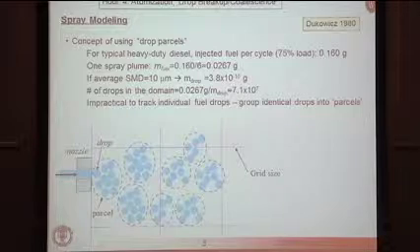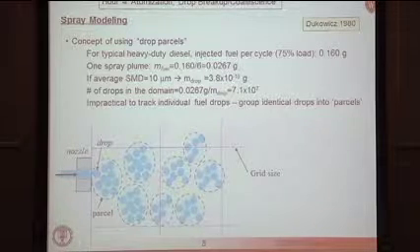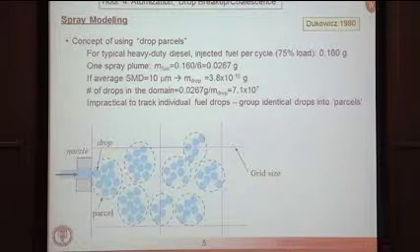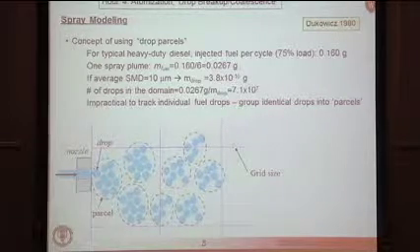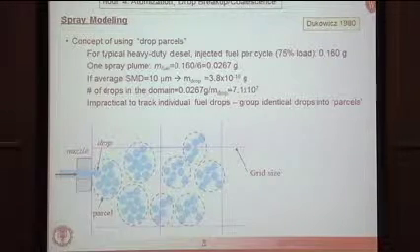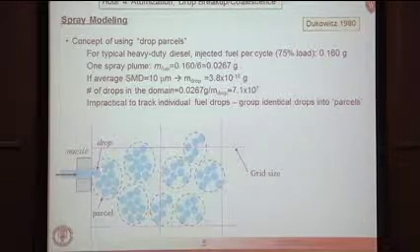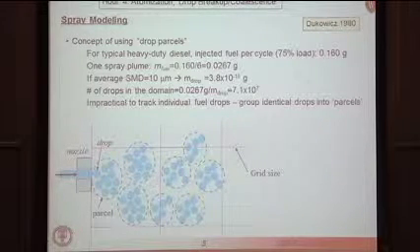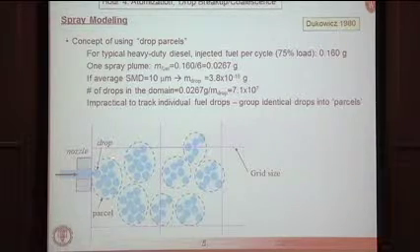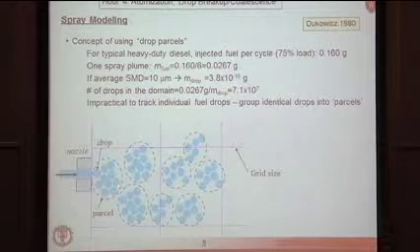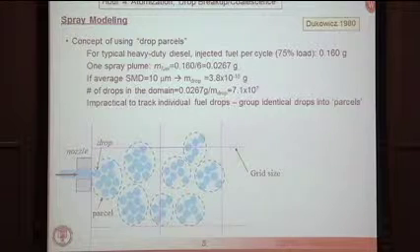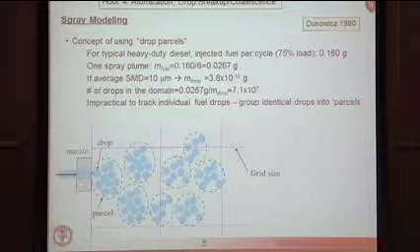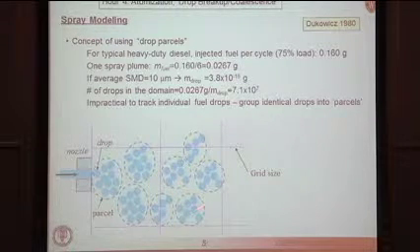So what John Dukowitz said was, why don't I just group droplets into what he calls parcels? So I inject my fluid, and instead of tracking the breakup and the production of individual droplets, I'm going to assume that I can represent this process through essentially a stochastic ensemble of parcels containing identical droplets. So all of these drops that you see here have the same size, velocity, temperature, and position. But I allow it to change from parcel to parcel.